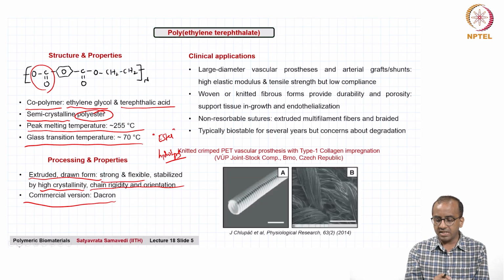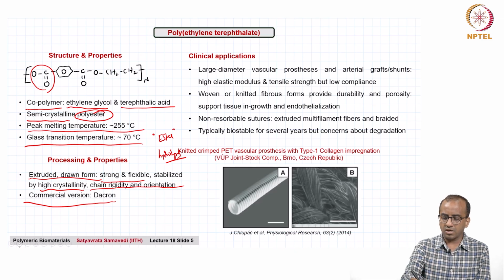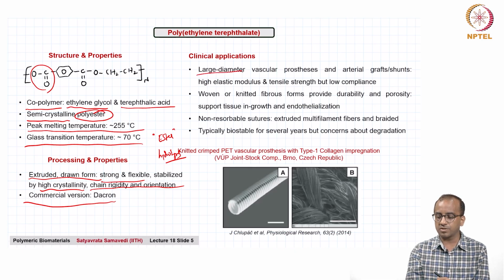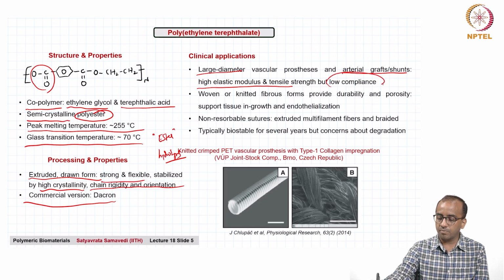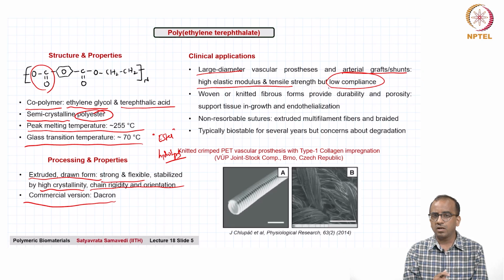Now, like PTFE, Dacron is also used quite a bit for large diameter vascular prostheses and arterial grafts or shunts, primarily because it has very high elastic modulus and tensile strength. But one limitation with PET is its low compliance. What that means is the elastic recoil of PET is quite different from that experienced by native arteries. This mismatch in compliance can lead to disruptions in the blood flow, which can eventually lead to graft failure.